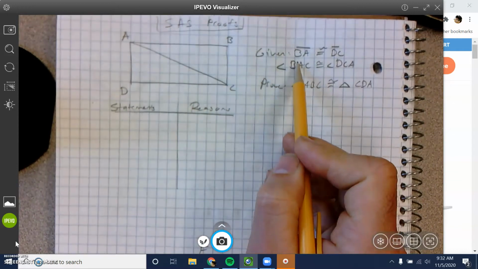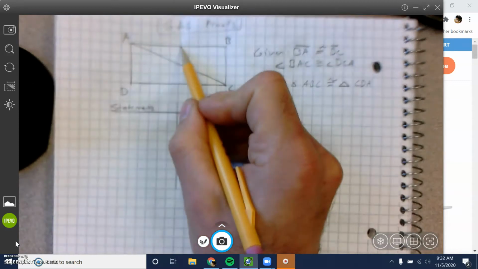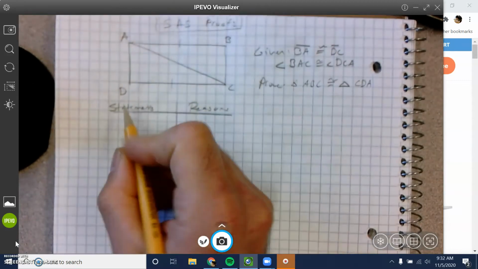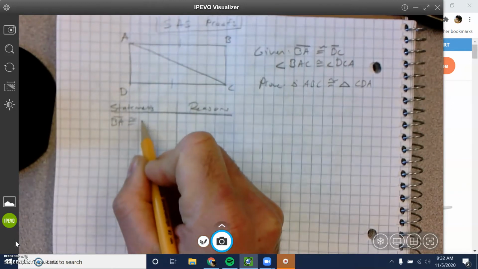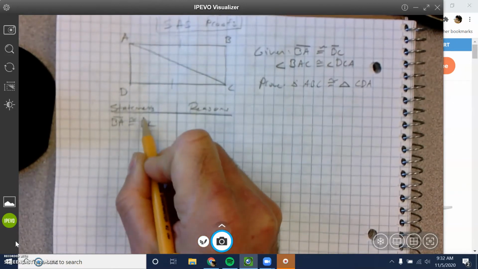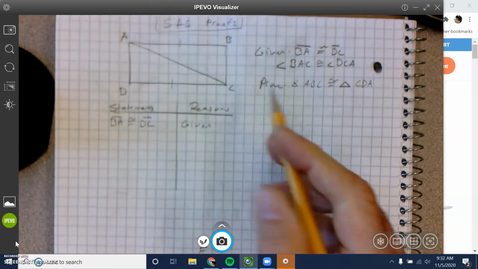Okay, so BA is congruent to DC. So BA is here, congruent to DC. And then I'm also going to write it here as given. Bam. Okay, what else does it say?